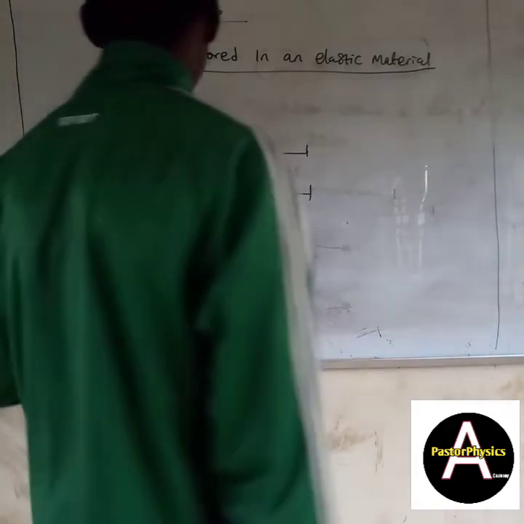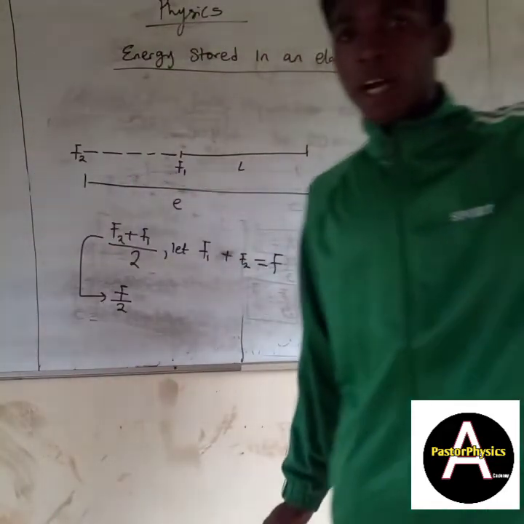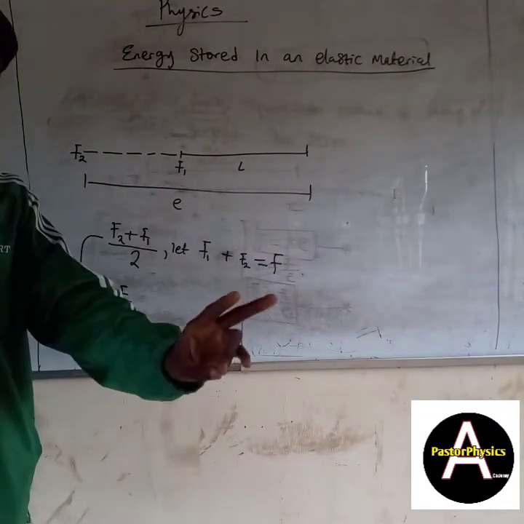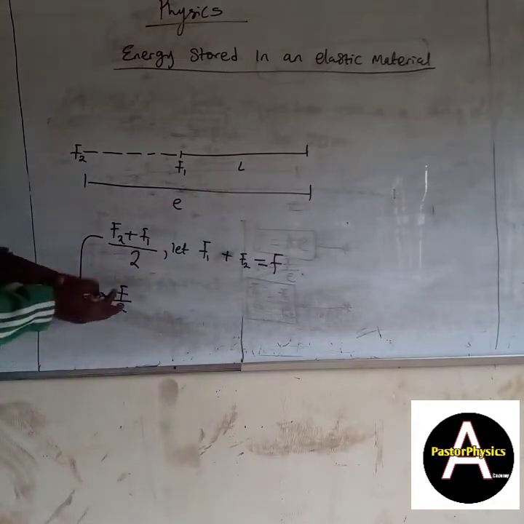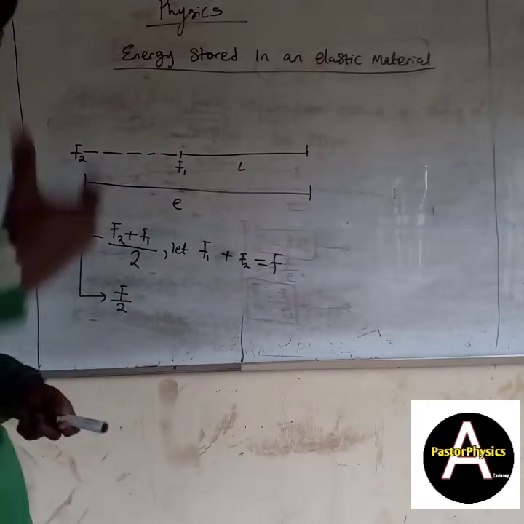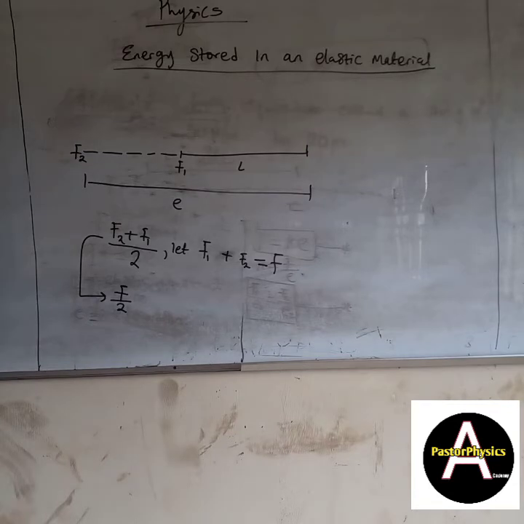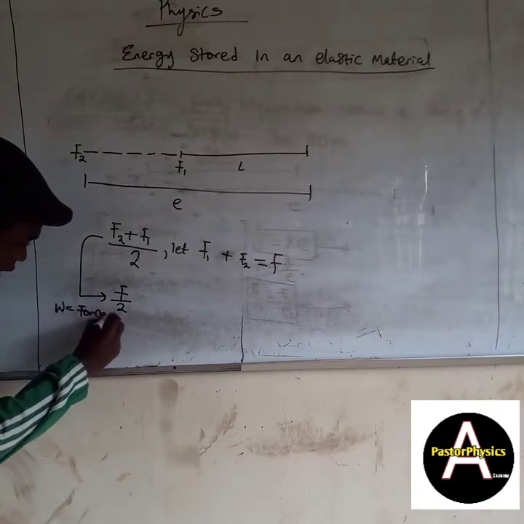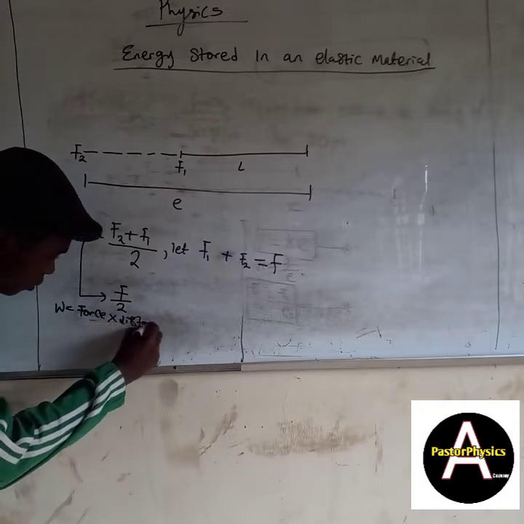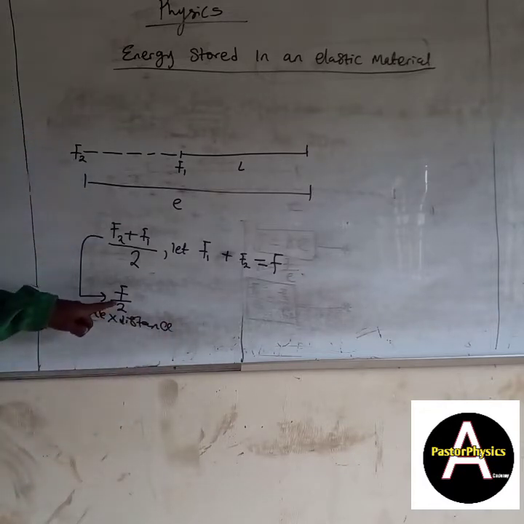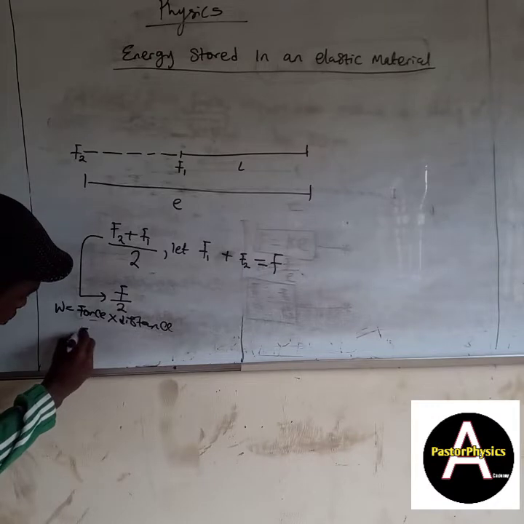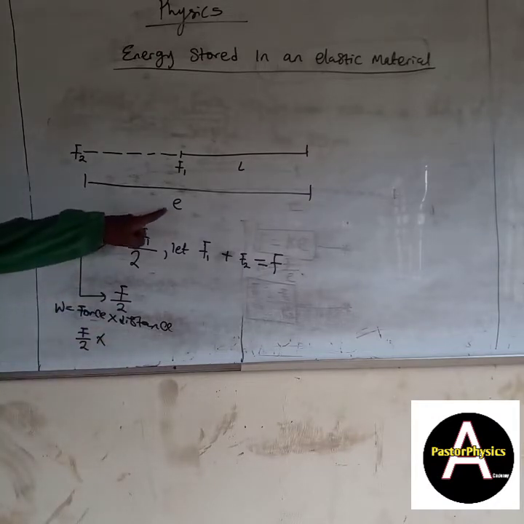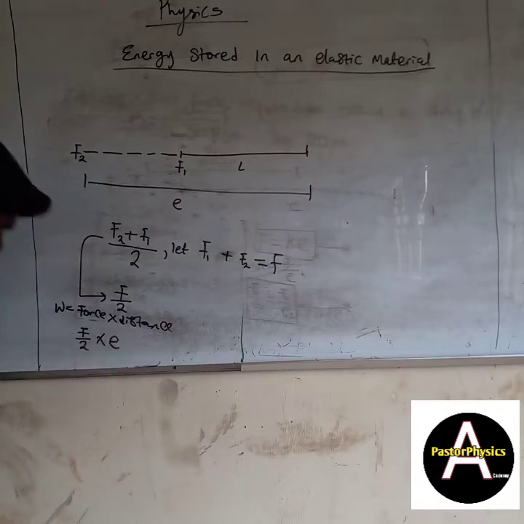Now, what is energy? If you go back to our video, we said that energy is equivalent to work. Are you getting it? So if you want to derive energy, we start from the concept of work. And what is work? Work is force times what? Distance. True or false? Now the force involved here is F over 2. And the distance involved here is called what? Extension. That is E. Are you getting it?